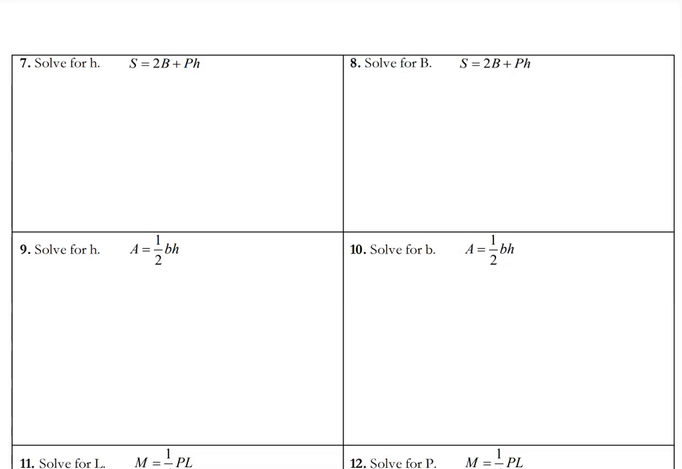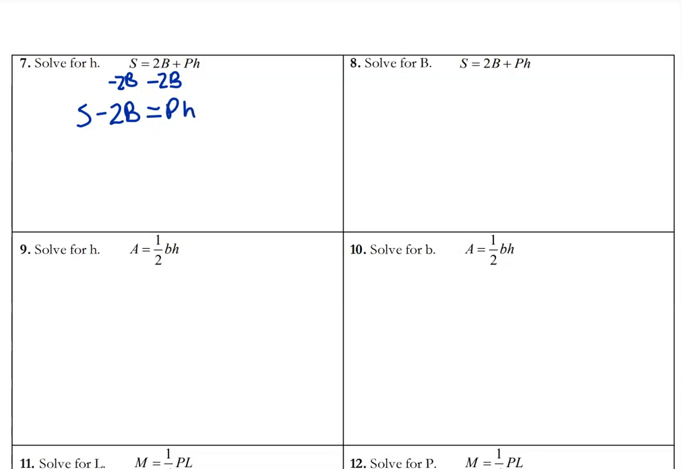Okay, so first thing you always want to do is get rid of any addition or subtraction. So that means this 2b, I'm going to get rid of that first. So again, since that's adding, the opposite would be to subtract 2b from each side. So I'm going to do minus 2b on both sides. Okay, so now that means on the left I have s minus 2b. And again, you could put negative 2b plus s. It would be the same thing. And then on the right side, we have just p times h.